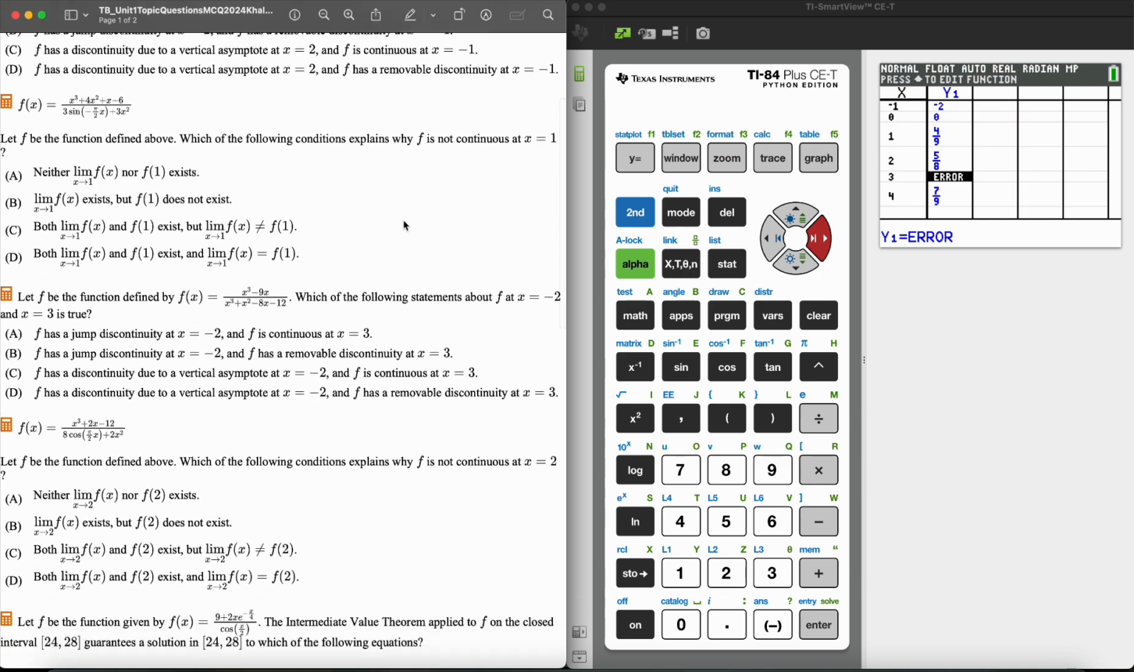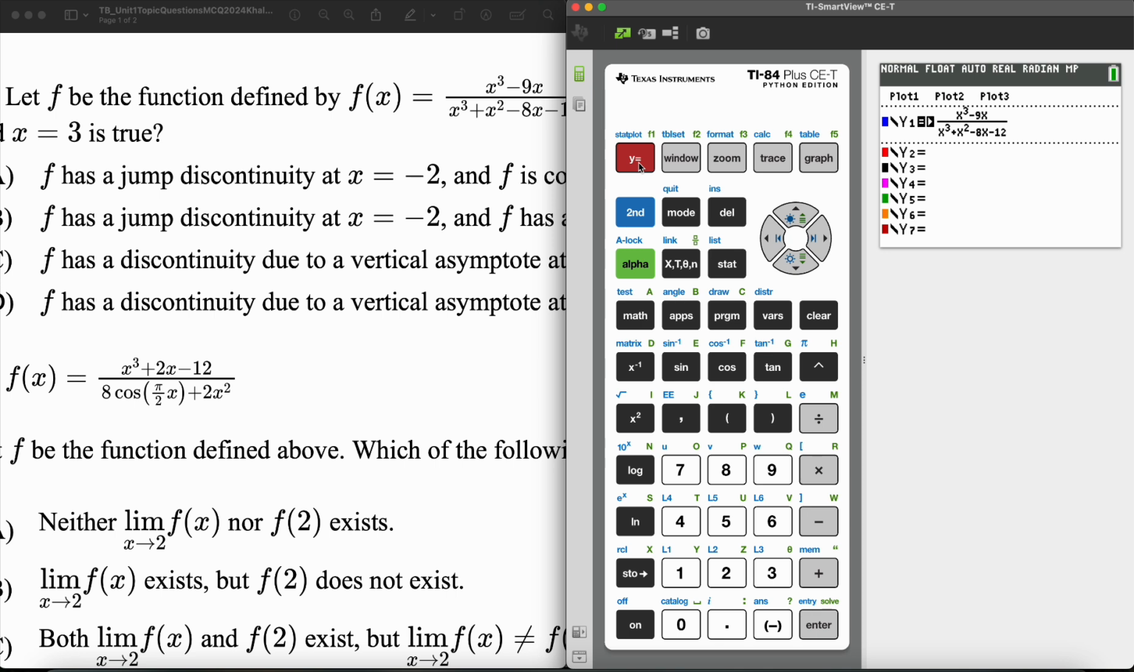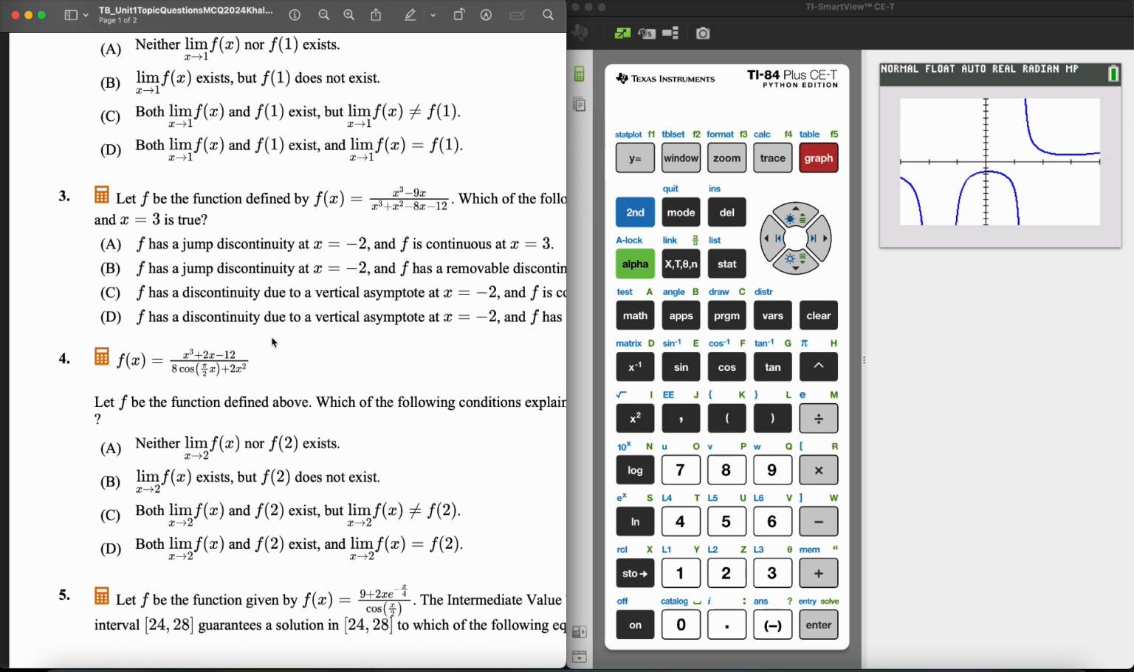Okay. Moving on to this one here. Again, we're going to be graphing it with our graphing calculator. So I'm going to go to y equals. Let's make the numerator denominator thing. So x cubed plus 2x minus 12, 8 cosine pi over 2x plus 2x squared. Let's graph. Okay, now I do see some weird things in my graph, but there's no vertical asymptote mentioned in here.